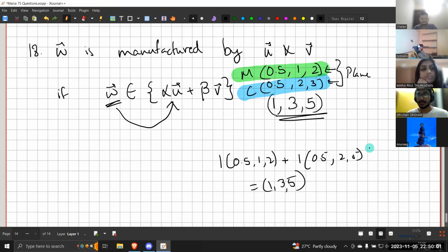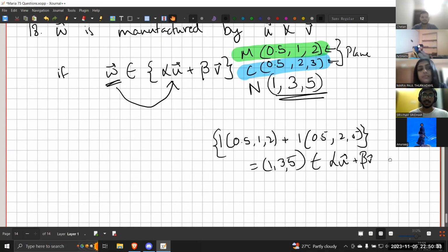And then I look at the third one and I'm like, okay, since it is already a point that I was able to reach by this linear combination, 135 already belongs to some alpha times U plus beta times V. So I can say W can be manufactured by the vectors U and V. So Nishan's point, the black point, can be manufactured by Chetan's point and Maria's point. That's what we understand from this.